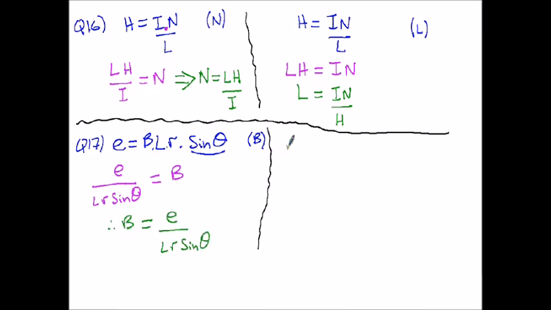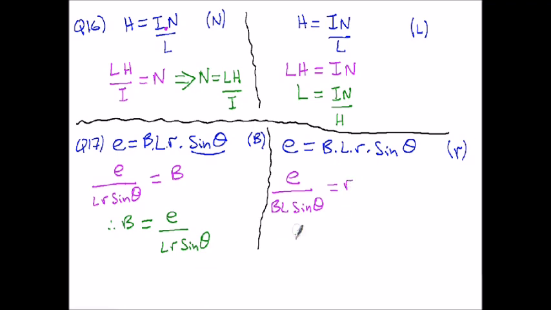Taking the same equation again, this time we want to make R the subject. Then again, as all the terms are multiplied together, we can simply divide both sides by the B, L and the sine theta. So in this case we will get E divided by the B, the L and the sine theta, and that will be equal to R.